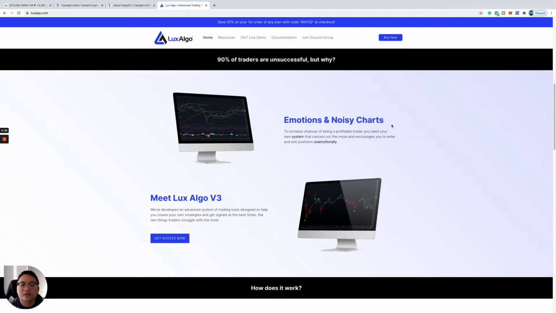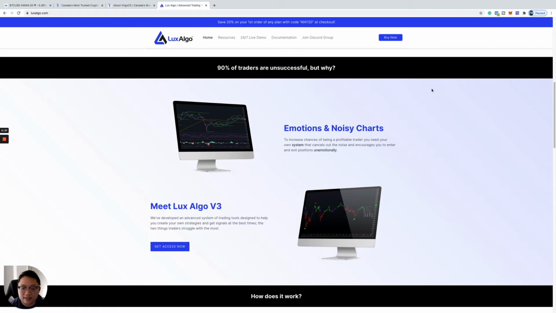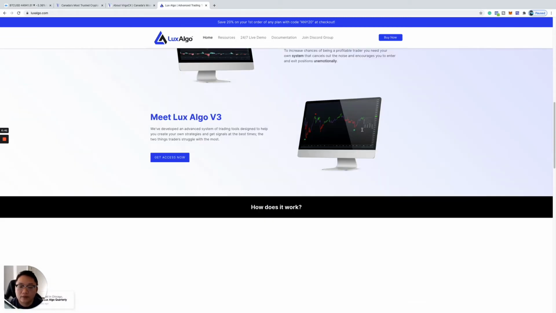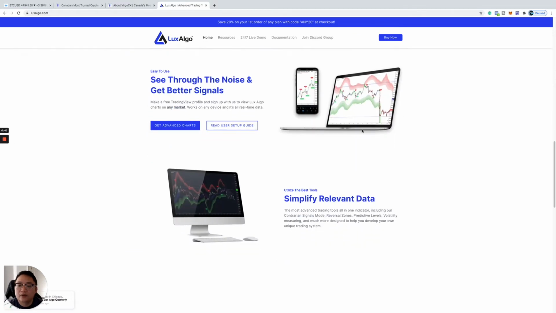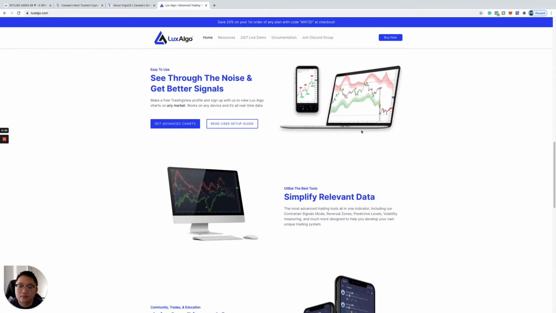Emotions and noisy charts are the reason why 90% of traders are unsuccessful, right? This is Lux Algo version 3, so there's been 3 generations of Lux Algo already. And how does it work? See through the noise and get better signals. Make a free TradingView profile and sign up with us to view Lux Algo charts on any market. Works on any device with real-time data.